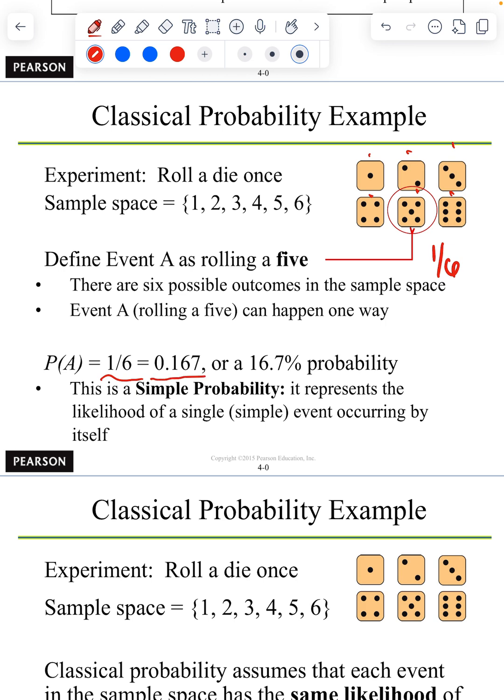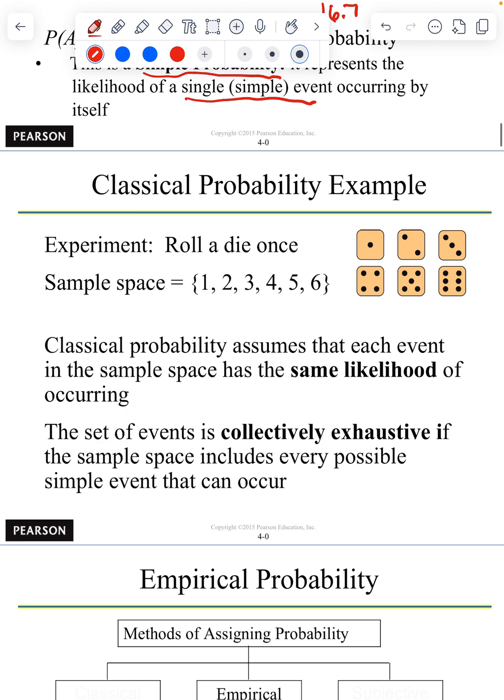If we convert that to decimal form, it would be 0.167. Looking at it in percent form, 16.7 percent probability. This is an example of simple probability. It represents the likelihood of a single or simple event occurring by itself.